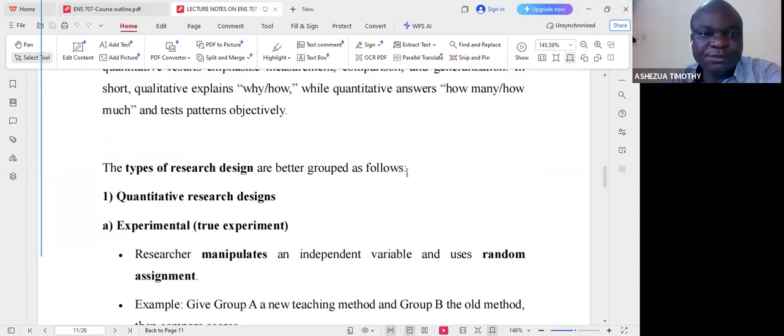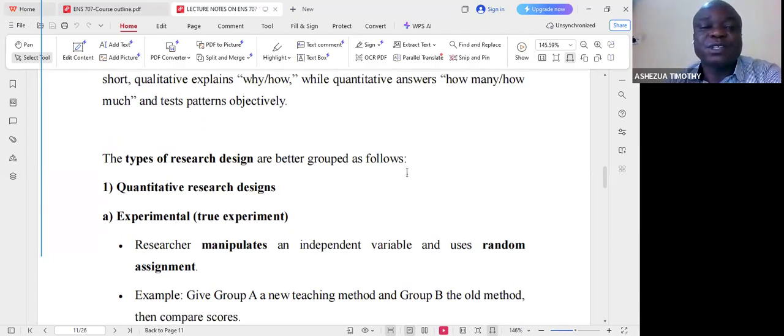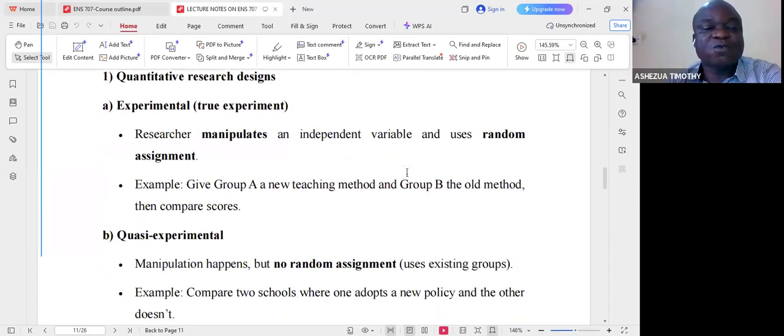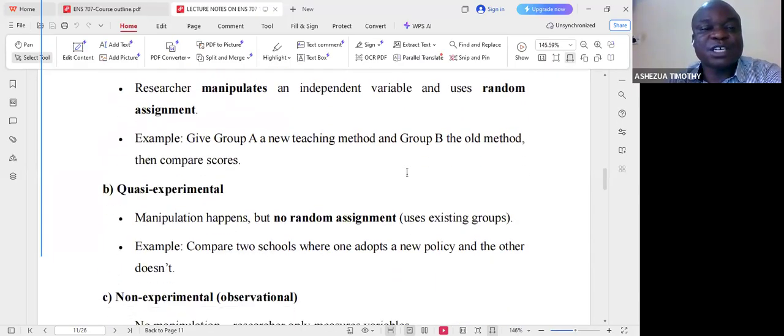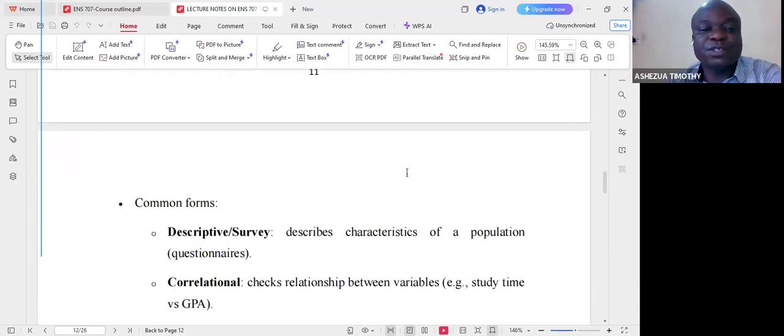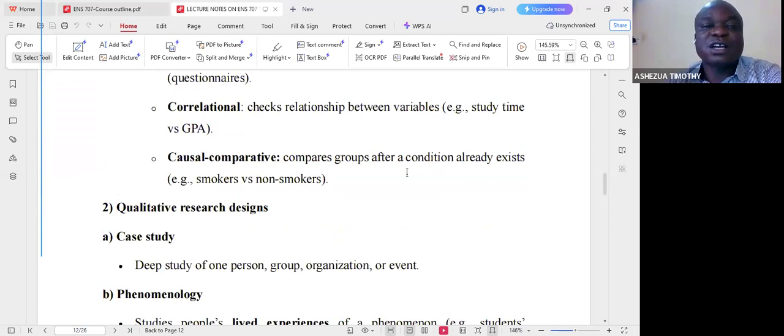Now, the types of research design are better grouped as under: qualitative research design, experiments, quasi-experimental, non-experimental. We have descriptive, correlational, and comparative. I'm going to give you the notes from our class rep.